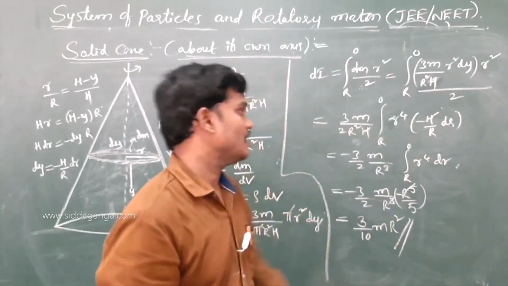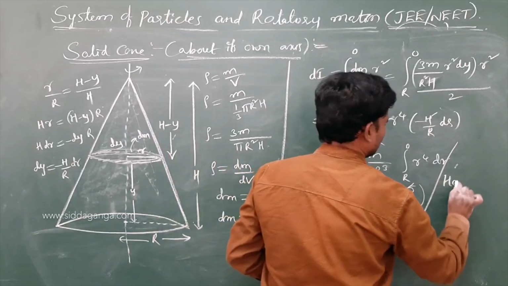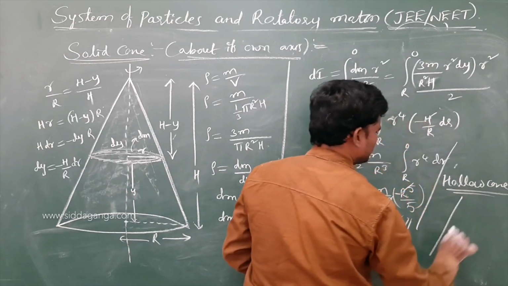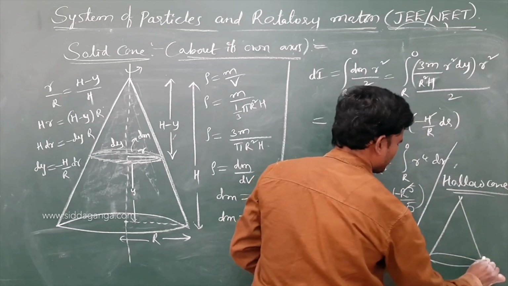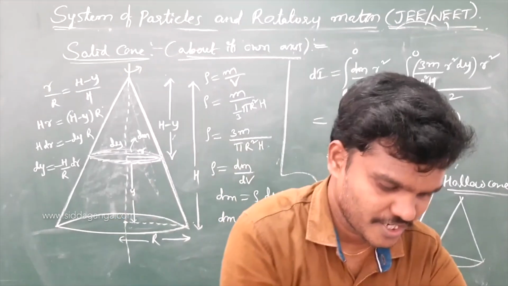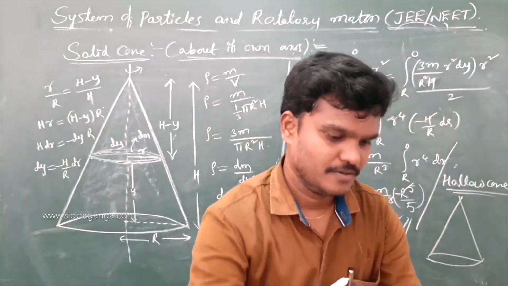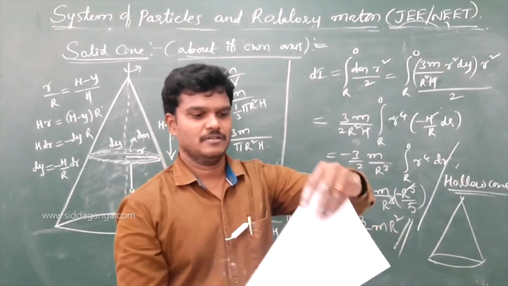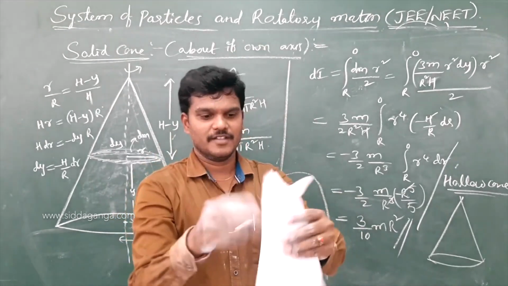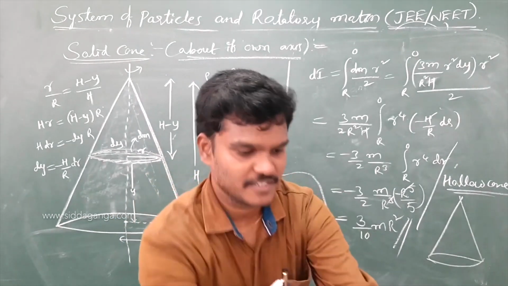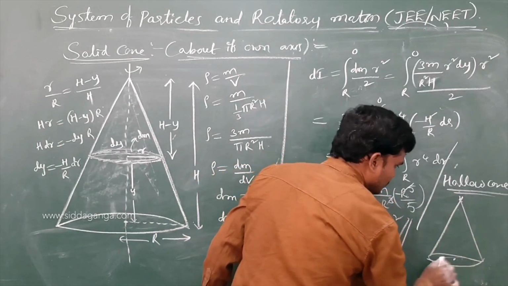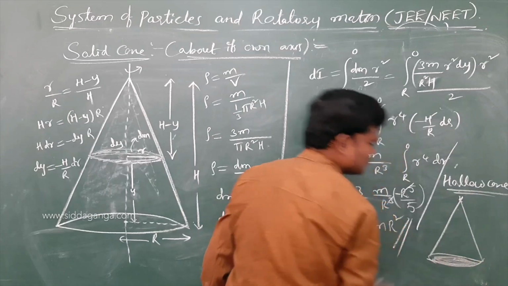If they give a hollow cone, this is also possible. See, this is the hollow cone. Take a paper in the shape of a hollow cone. If you apply force like this, then this piece will join at the center. If I apply force here, this piece will come here, next piece will come here. So you will get some disc.